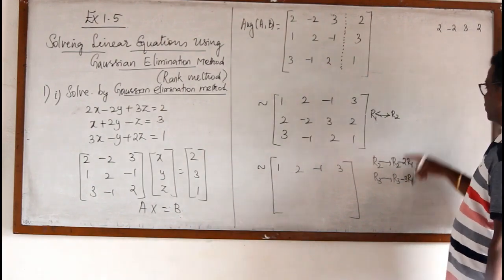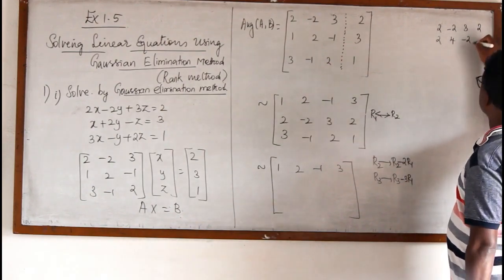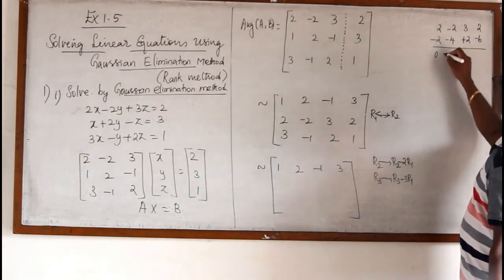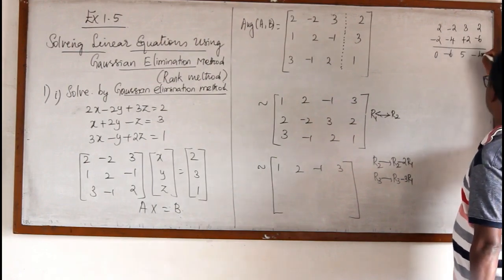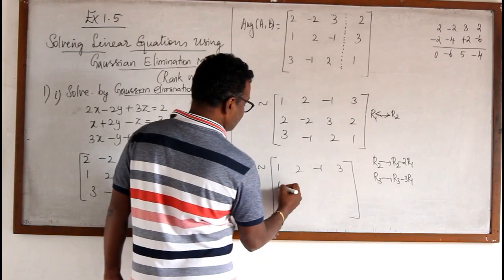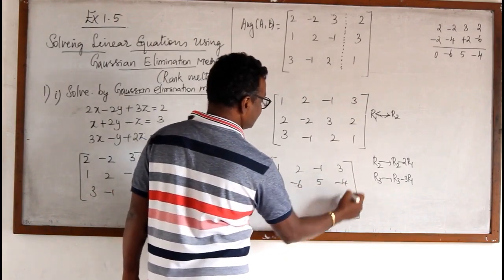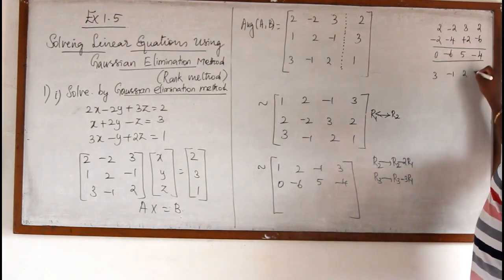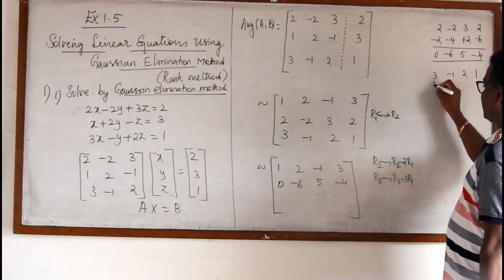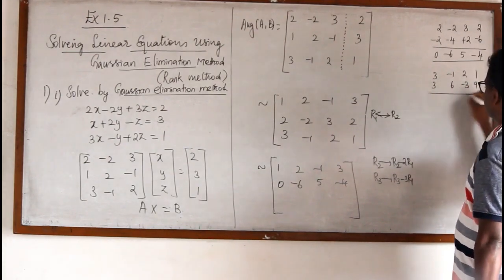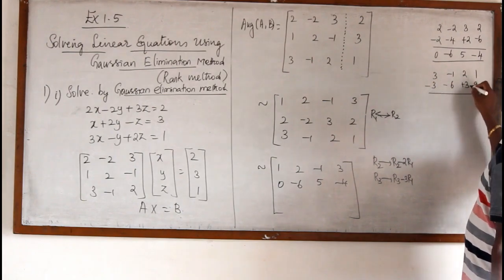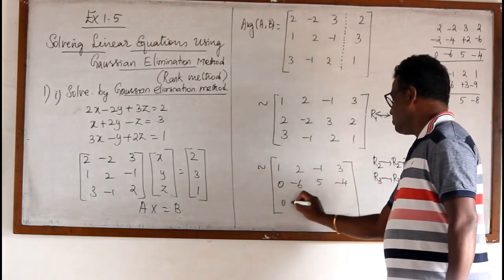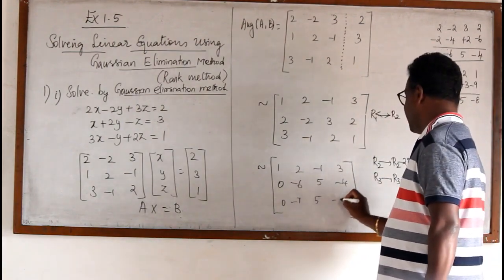Let me multiply the first row by 2: 2, 4, minus 2, 6. Because I have to subtract, I change the sign. Therefore it is 0, minus 6, 5, minus 4. Similarly R3 minus 3R1. Write R3: 3, minus 1, 2, 1. Multiply the first row by 3: 3, 6, minus 3, 9. I have to subtract, so change the sign: 0, minus 7, 5, minus 8.